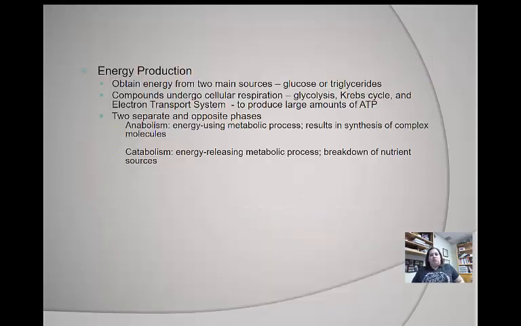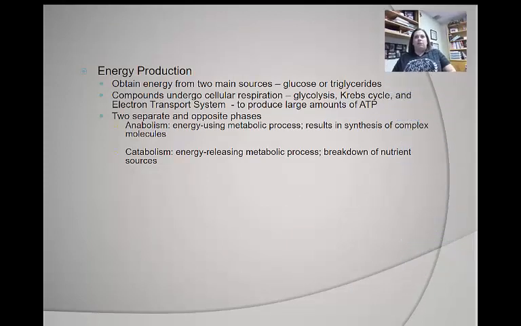All right. Two more little topics that we're going to review before we get into the newer stuff in class. So this is energy production. When we look at this, your energy is going to be obtained from two main things in your cells. The first is glucose, and that's the easiest, and that's what your cells are going to want to use.